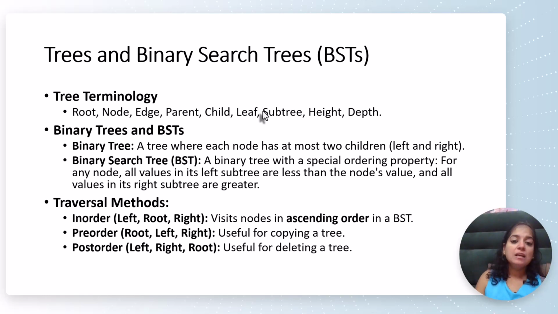Binary trees are trees in which each node can have at most two children, one left and one right. Those are called binary trees. And BSTs are also binary trees, but with a special condition.